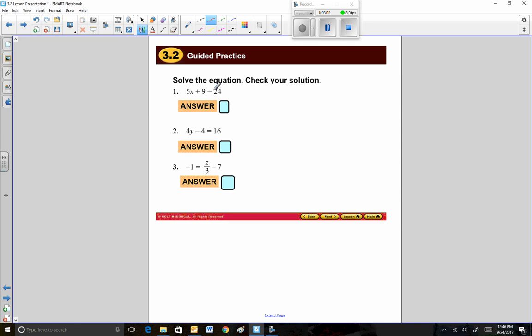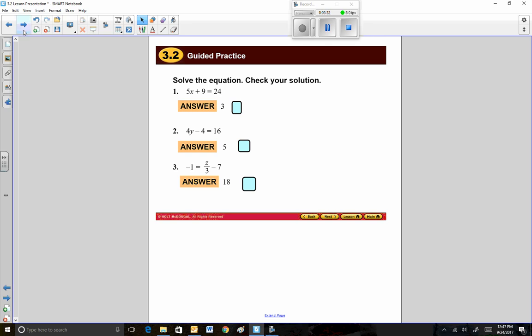All right. When you worked on this first equation, you should have subtracted a 9 from both sides and divided by 5. You would get an answer of 3. On number 2, you would add your 4 to both sides and then divide by 4, and you would get 5. In this question here, you would add your 7 to both sides and then multiply by 3, and you would get 18. You should have shown all work for these 3 problems.